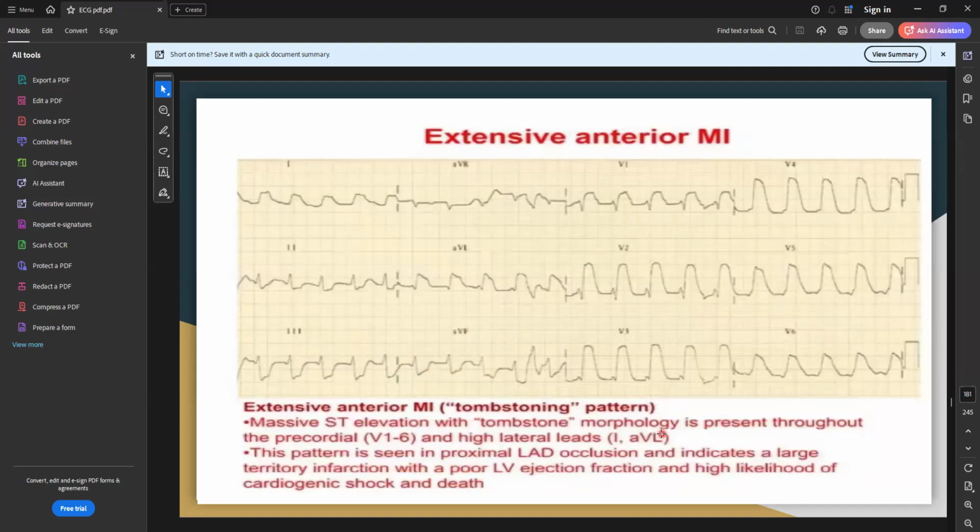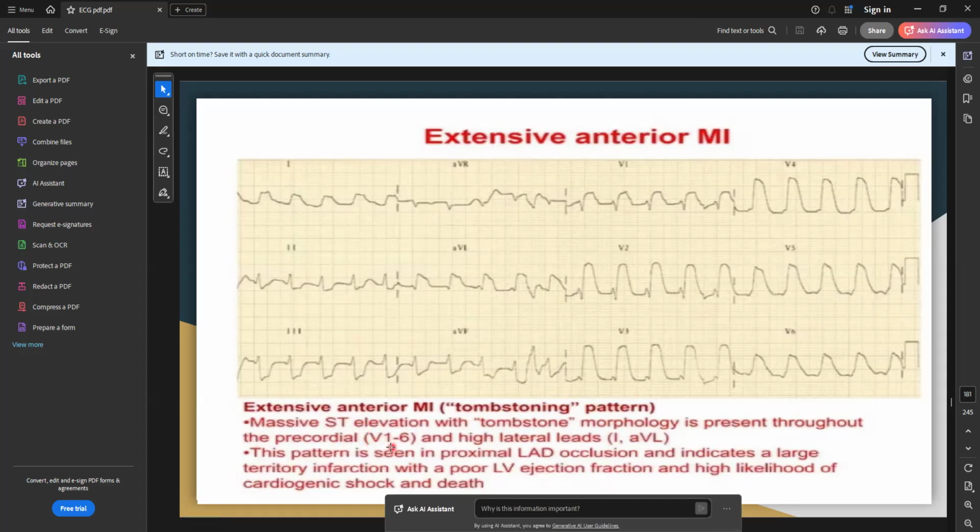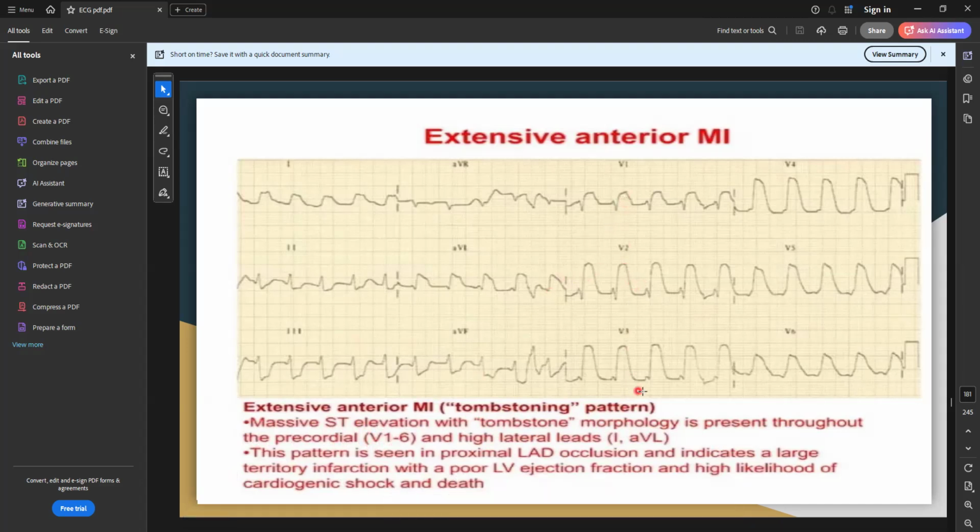This anterior wall STEMI can be extensive, that is, involve an extensive area of the anterior wall. STEMI occurs whenever there is complete occlusion of the supplying artery. So there is massive ST elevation, commonly known as the tombstoning pattern. Tombstone morphology is present throughout the precordial leads, that is V1, V2, V3, V4, V5 and V6.